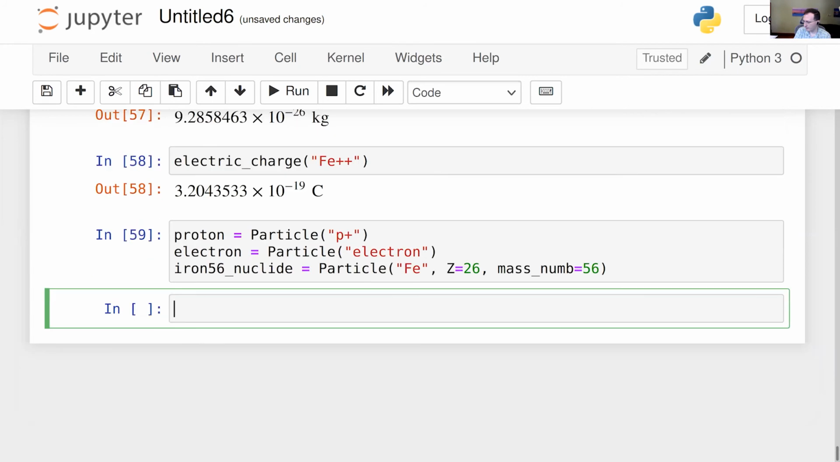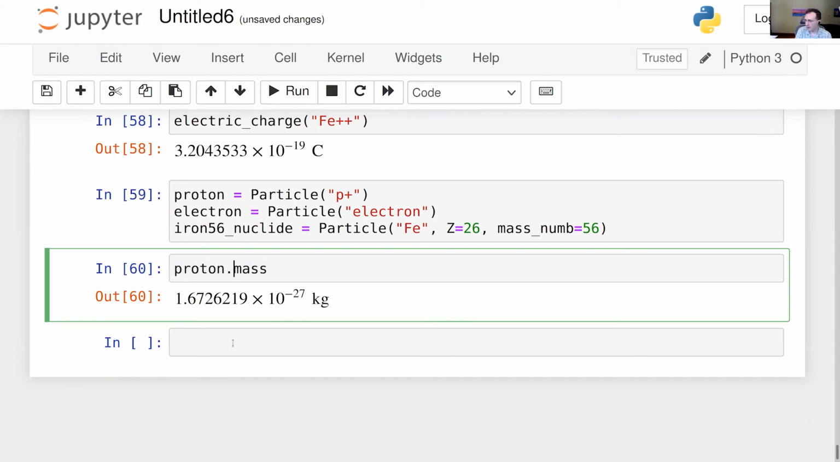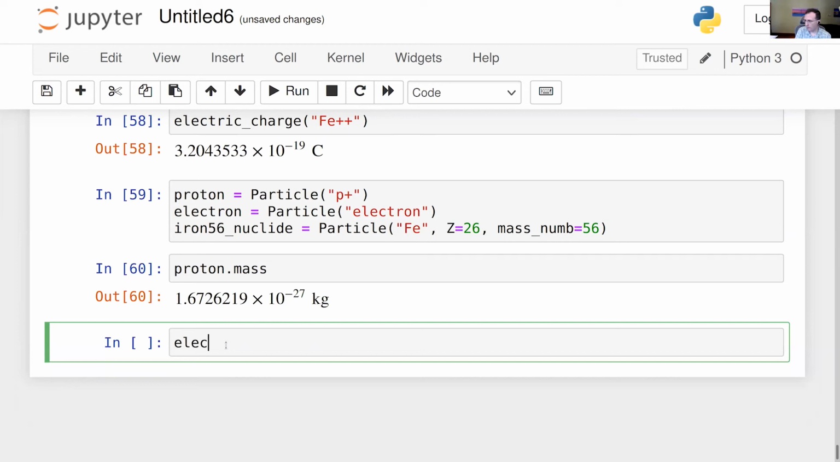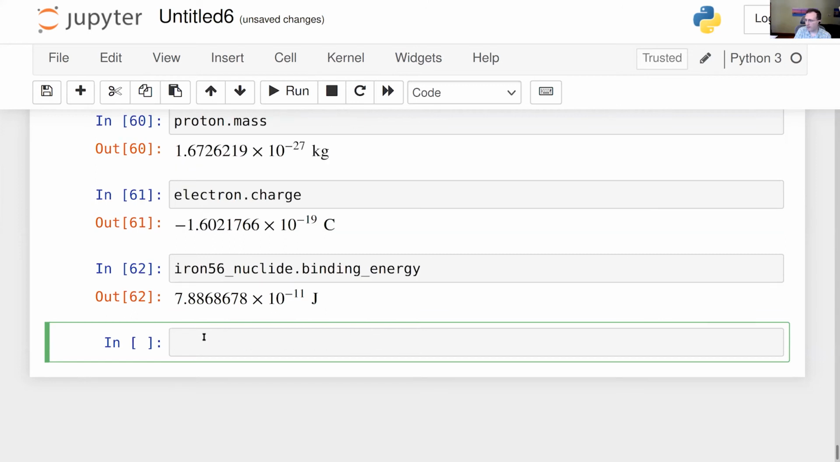and then shift enter. And after we do that, we can get the mass of a proton, for example, by accessing the mass attribute of a proton object. We can get the electron charge, and we get the negative elementary charge. And we can get iron 56 nuclide dot binding energy. All right. Then we get the binding energy of an iron 56 nuclide.